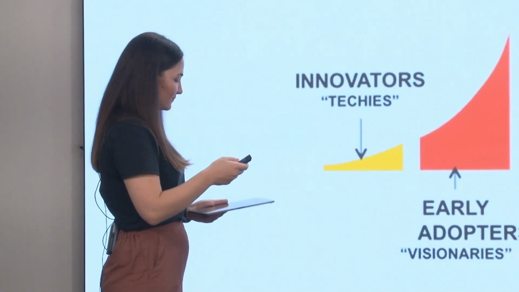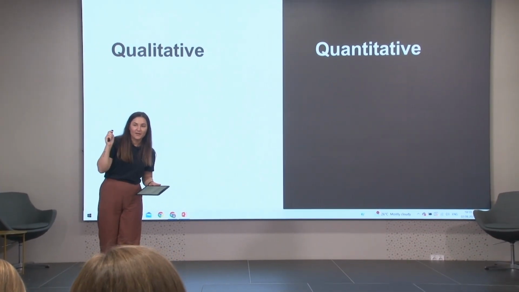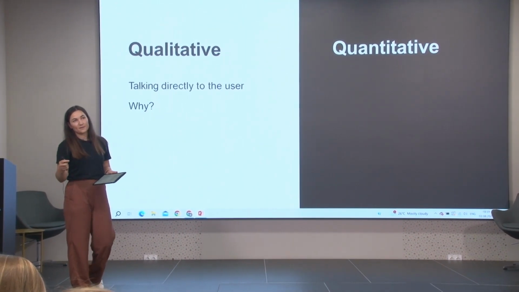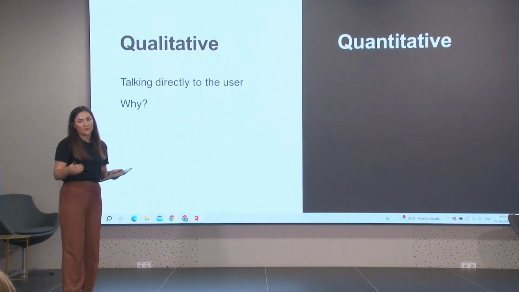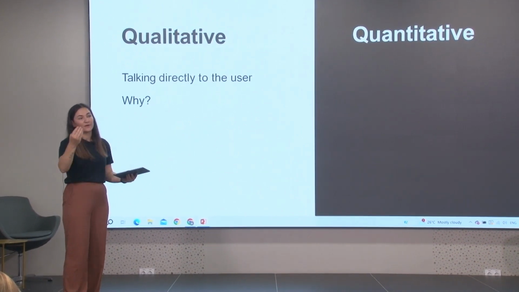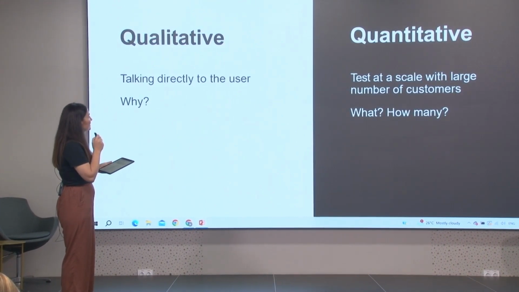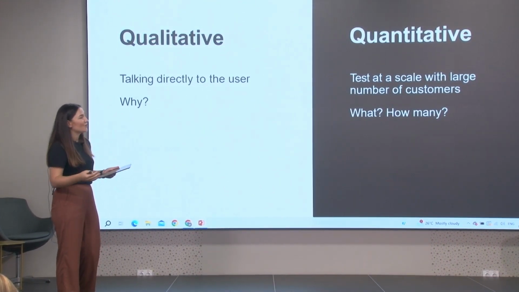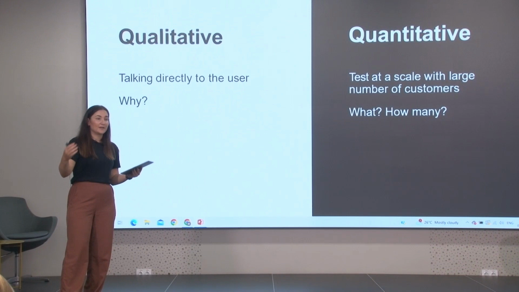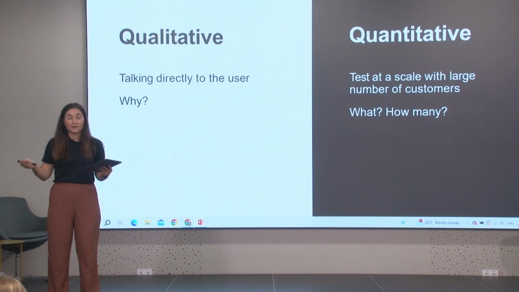Yeah. Okay. There are two types of tests, qualitative and quantitative tests. The qualitative testing is talking directly to the user. An example would be, I have 12 one-on-one meetings with users. That would be qualitative testing. You have an interview, you talk to them, you find out, you learn. The quantitative testing is when you test at scale with large numbers of customers. An example would be, you build 2 landing pages, you do an A/B test, and you see which one has a higher conversion. That is quantitative testing.